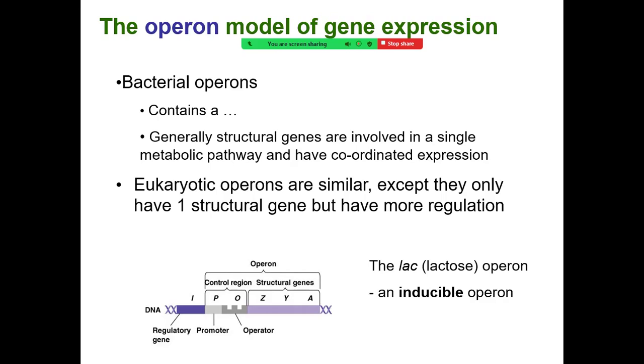The lactose operon is an inducible operon, meaning it's normally shut off, but when the cell needs it, it will be turned on. And that's what inducible means. We'll talk a little bit more about that in a minute, but I do want to briefly mention eukaryotic operons. They are similar to bacterial operons, except a eukaryote operon only has one structural gene in it. Eukaryotic operons also have more regulation of the gene expression. So they'll have more regulators controlling the expression of this Z gene.